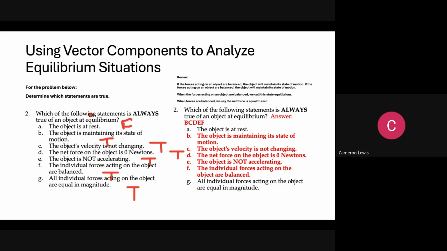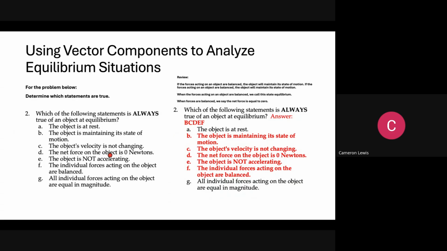Now let me focus on A and G. It's like those tongue twisters where this is true, but this happens all the time, but this doesn't mean this happens. So an object at rest is also in equilibrium, right? But just because an object is at equilibrium doesn't mean that it's at rest. Now, what does that mean? That means the object can be moving, like we said before, but it's moving with a constant velocity.